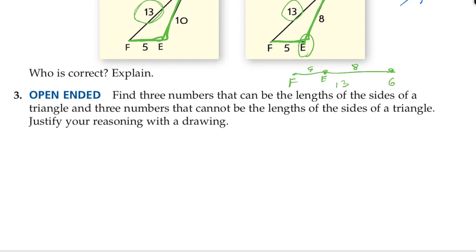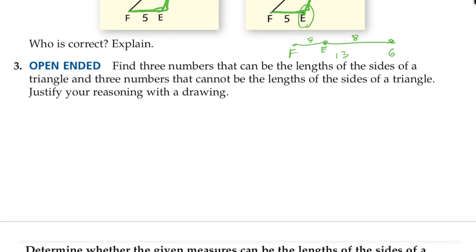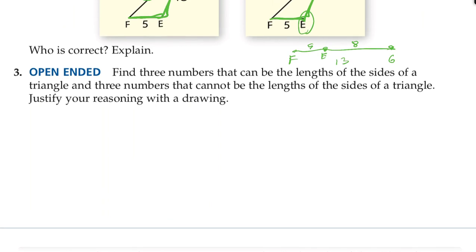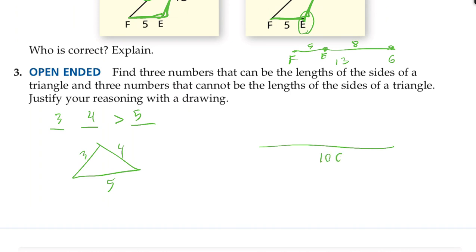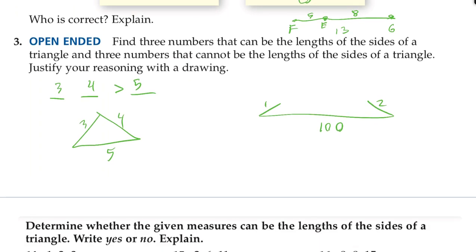All right, and then find 3 numbers that can be the lengths of sides of a triangle and 3 numbers that can't. So again, all we need are 2 smaller ones that are bigger than the big one. So let's go 3, 4, 5. Okay, so 3, 4, 5. And then over here, let's do something where we can't. Let's get extreme. Let's say we have a 100-foot river and we have a 1-foot board and a 2-foot board. That's not enough to get across the river. So there's 2 examples, one that does work and one that doesn't.